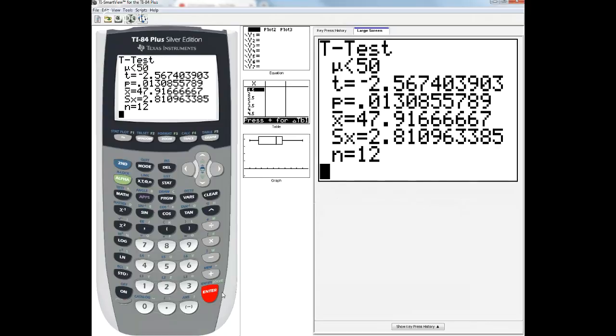Just get in the habit that when you're doing a 4-step, in that do step, if you're doing a T procedure, whether it's an interval or a test, quote the degrees of freedom no matter what. It should always be on there.